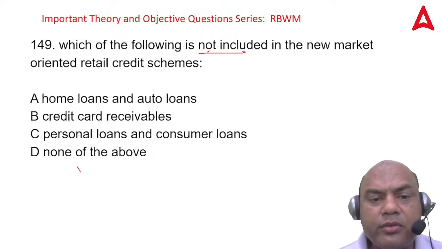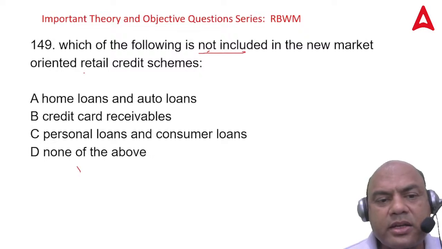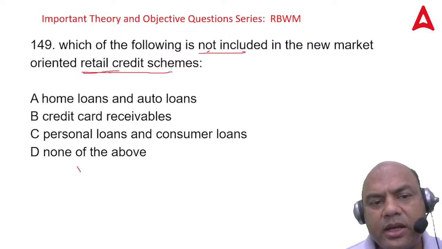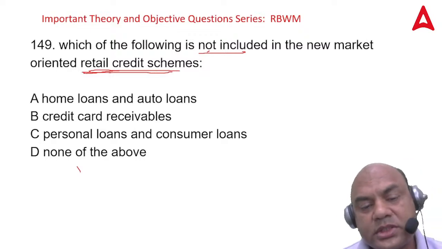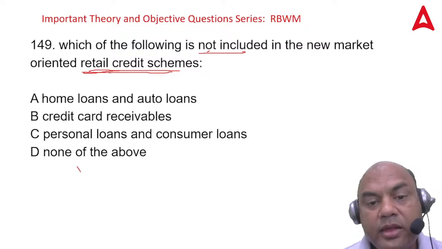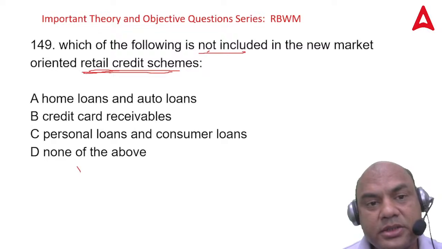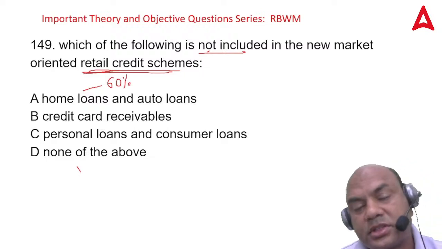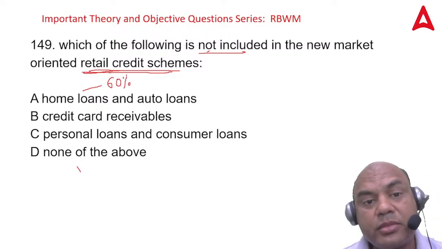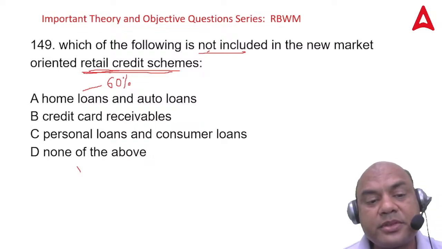Is home loan a part of new retail schemes nowadays? New retail credit schemes means all loans, basically retail loans. Is home loan a part of new retail loans nowadays? Auto loans, is it a part of that? Yes, it is. Because I'll give you one simple survey. 60% of the bank's income nowadays comes from home loans. Such a huge market this is. Auto loans is also a part of new credit schemes.